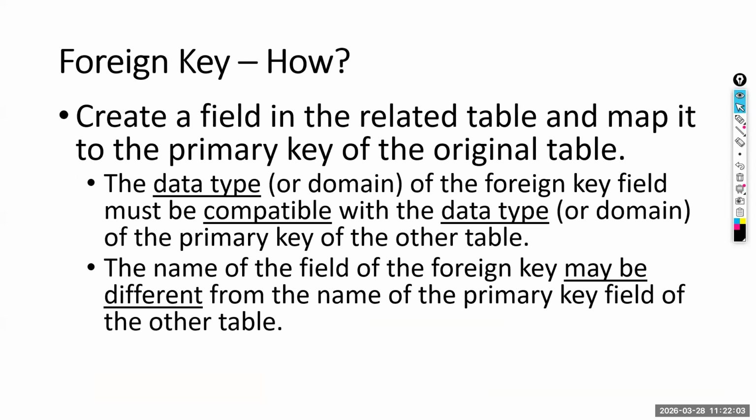So how to create a foreign key? Add a new field to the referencing table. Make sure its data type is compatible with the primary key's data type of the other table. If the primary key is number, this must be a number. If primary key is auto number, this must be a number. Of course, this can't be auto number. Compatible with. If the other side primary key is a date, here foreign key's data type must be date. Compatible. But the name can be different, but the best practice is just give the same name so that anyone can easily see.